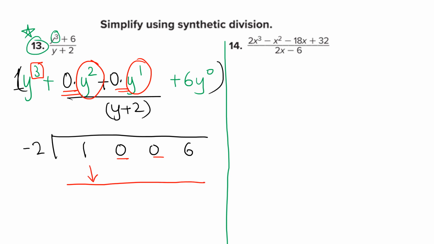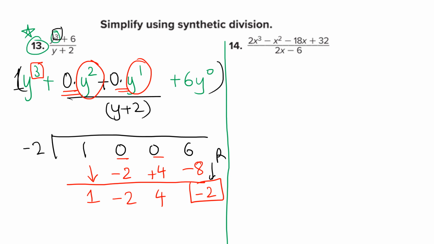So let's proceed. Minus 2 times 1 is minus 2. So minus 2 is added here. Minus 2 times minus 2 is plus 4. So 4. 4 times minus 2 is minus 8. So this time the remainder is minus 2. So let's write the final answer.